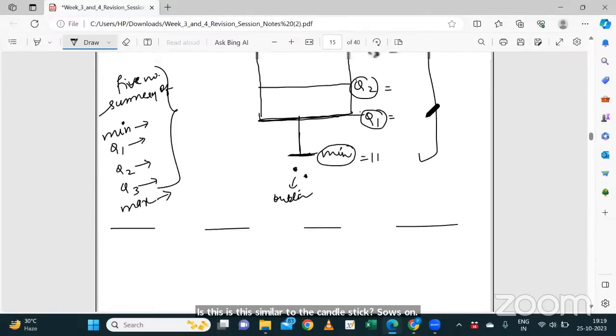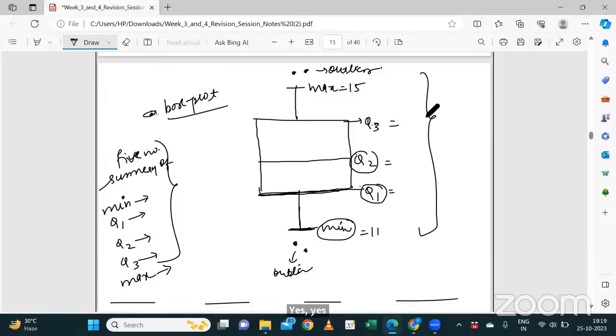Sir, the minimum value and the Q1 value can be the same also? Yeah, it depends on the data set, right?